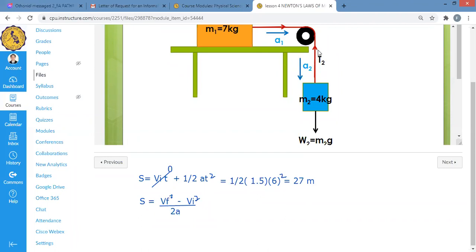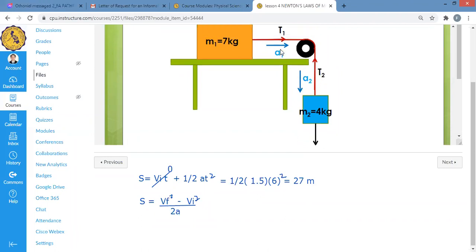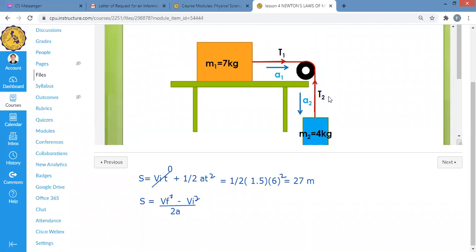But what about our tension? Can we consider the tensions T sub 1 and T sub 2 to be the same? Yes or no? No. Why no? Because M1 is heavier. Okay, M1 is heavier, so therefore the tensions will not be the same.